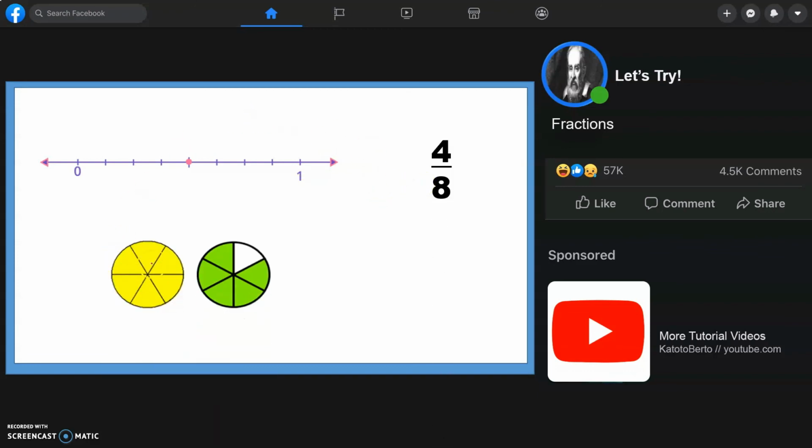Then how about this one? We have 1, 2, 3, 4, 5, 6, 7, 8, 9, 10, 11. So we have 11 shaded parts. So the fraction of this is 11/6, or this one is 1 whole. Then we have 5 shaded parts and 6 parts. So that will be 1 and 5/6.